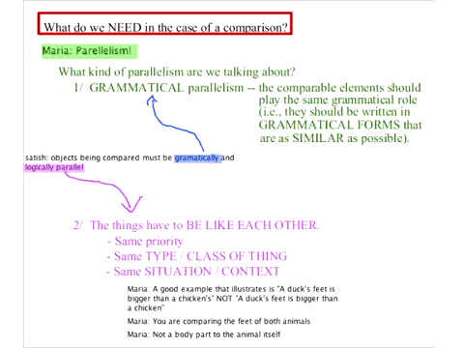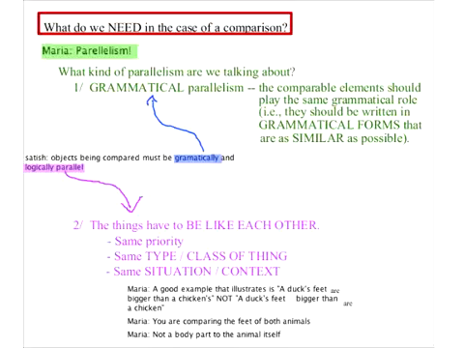Here's Maria's example. It's a good one. What Maria's example says is this. I wasn't an SAT teacher. Was. Should be is. It's a good job. A duck's feet, let me change that to are, because feet is plural. But other than that, this is a good illustration. A duck's feet are bigger than a chicken's. Okay, not a duck's feet. We need to put are there again.